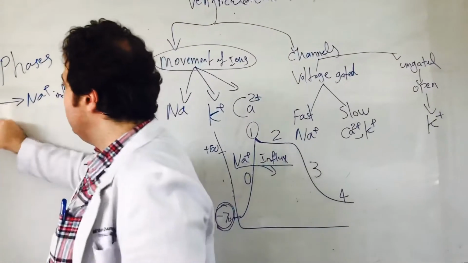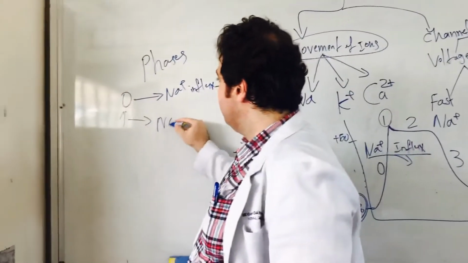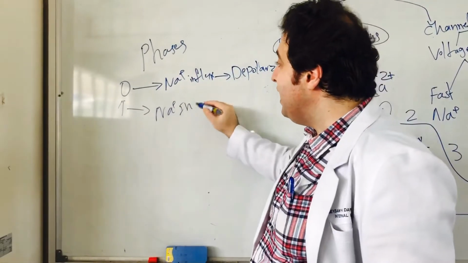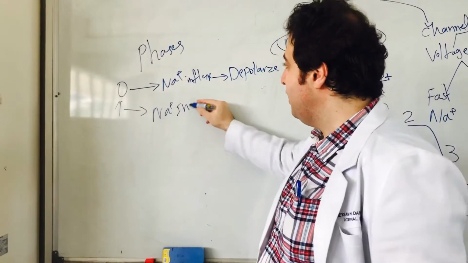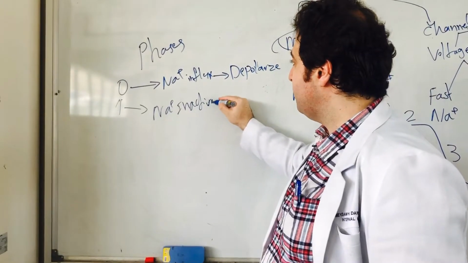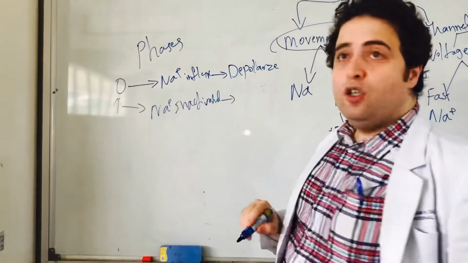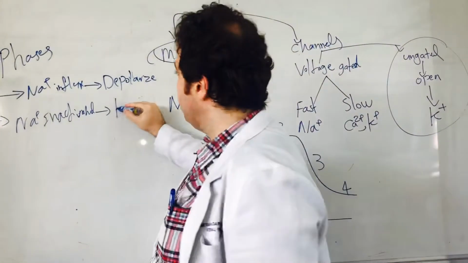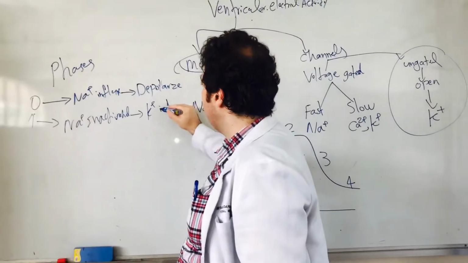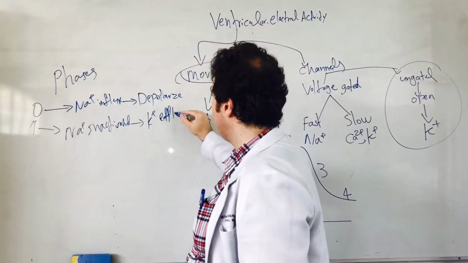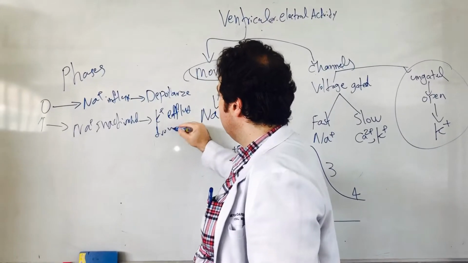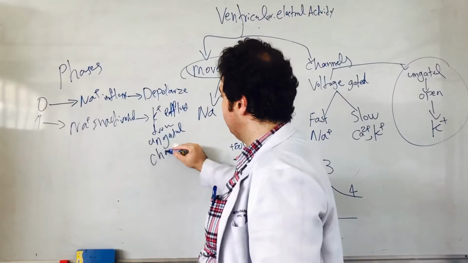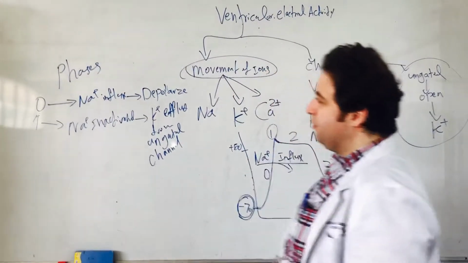In phase 1, the sodium channel is inactivated, meaning it is not activated anymore, and potassium, which has a hole here, will go out. So potassium will efflux, as I said always, potassium will efflux from ungated channel. Okay.